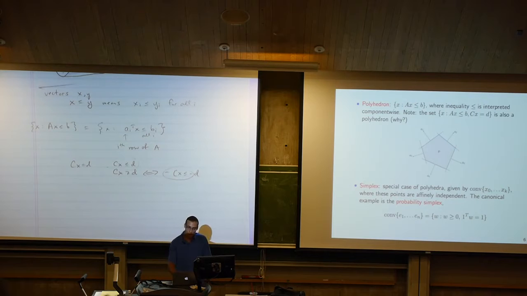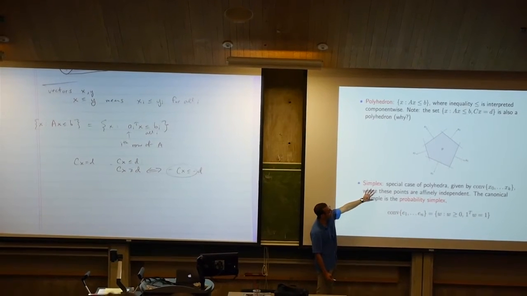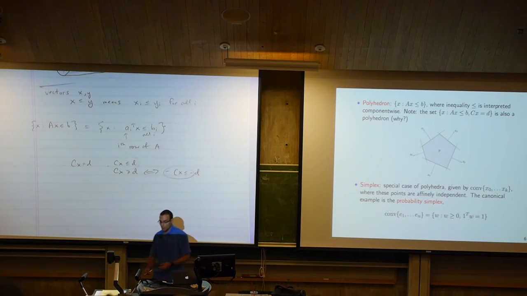It turns out that it's not always possible, right? Polyhedra are very interesting. I think we could give many lectures on polyhedra, but I'll try just to give the basics. A simplex is a special case of a polyhedron of this form, where these points are affinely independent. So linear independence is something you should all know, right?